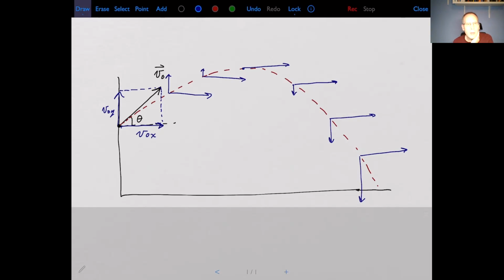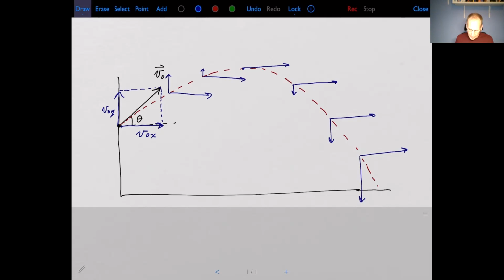So you can think of projectile motion as consisting of two motions. It's constant velocity motion in the x direction and free rise, free fall motion in the y direction. If you put those together, then you get the motion of a projectile.